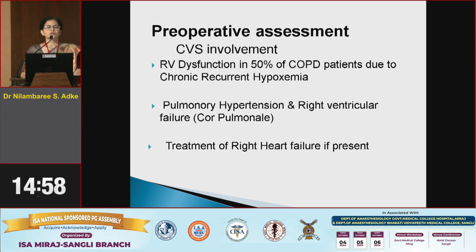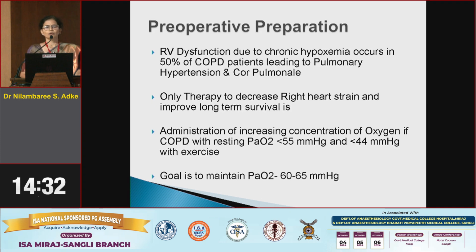Now let's see the preoperative assessment. Preoperatively, cardiovascular involvement may be there with right ventricular dysfunction in later stages, which is there in most of the patients, 50% of patients. And that is because there is chronic recurrent hypoxemia. This hypoxemia leads to pulmonary hypertension and then right ventricular failure, that's cor pulmonale. So we need to treat right heart failure also preoperatively.